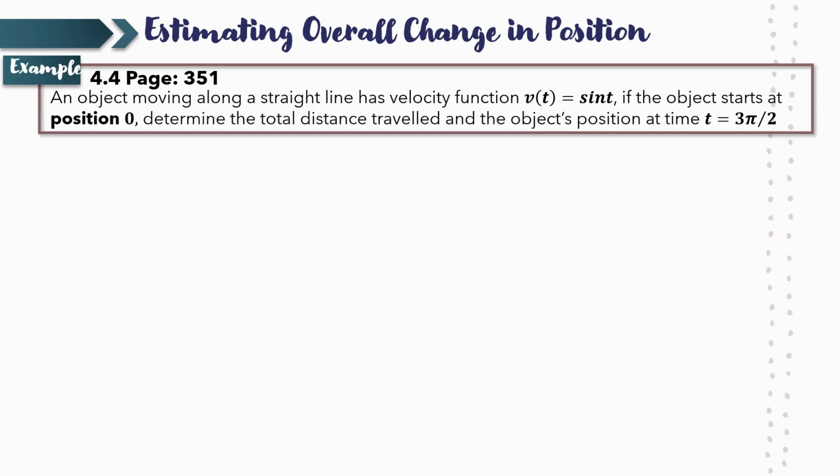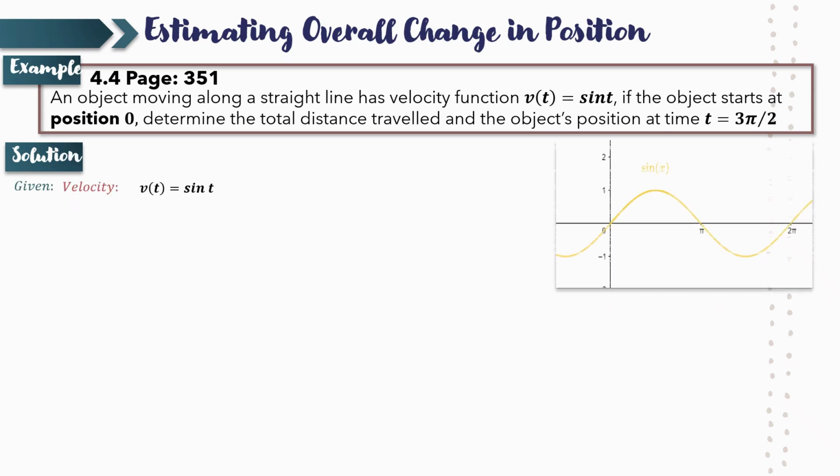So in this question we will find the distance traveled, total distance, as well as the object position. If you are using the calculator, if you find directly from 0 until 3 pi by 2, it will give you the object's position. But here you are asked to find the total distance traveled also. How will you find total distance traveled? From 0 to pi and from pi to 3 pi by 2, right?